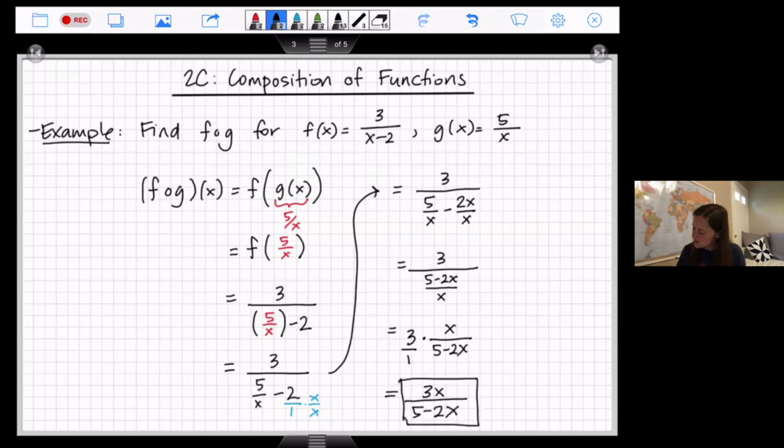All right, so for that one, the simplification was worse than the composition of the two functions in the first place. All right, so we'll talk a little bit more about compositions when we meet together in class.